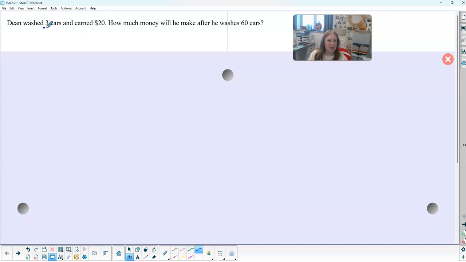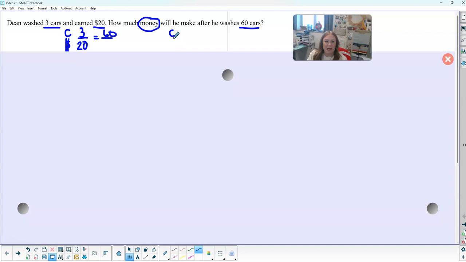So it tells us that Dean washed 3 cars. He earns $20. I love to underline the 2 pieces of information I need. How much money, so we're looking for the money, will he make after 60 cars? So I'm going to label: we have cars and we have money. We start with 3 cars is $20, and I want to know the money on the bottom after 60 cars. So cars is lined up, money's lined up. I'm going to multiply here and then divide by 3 to give me this missing piece.